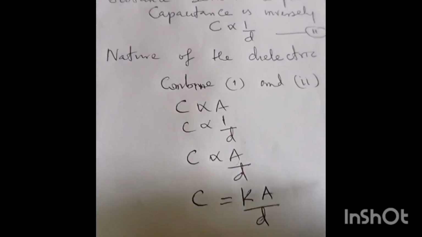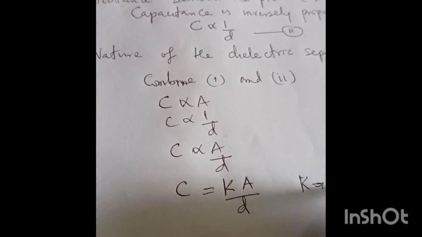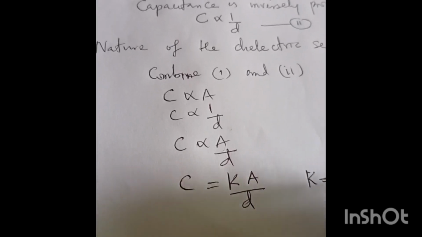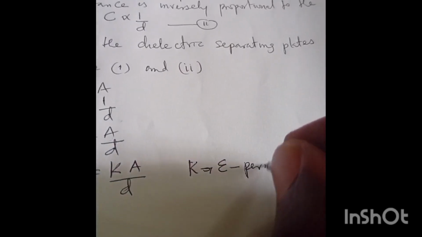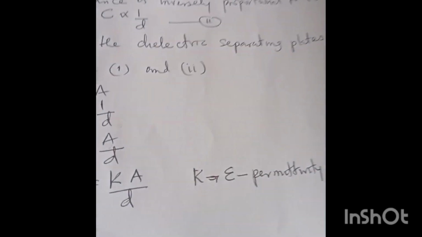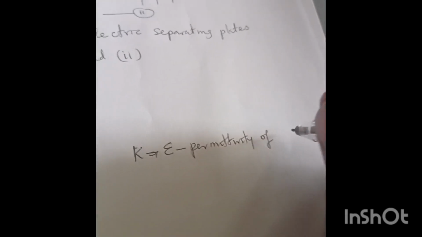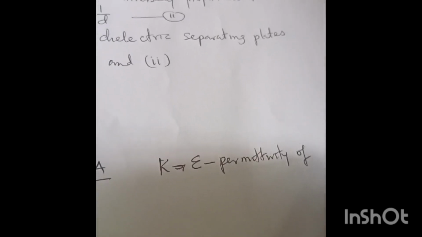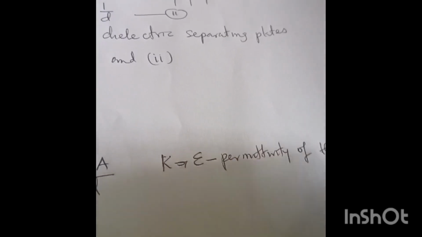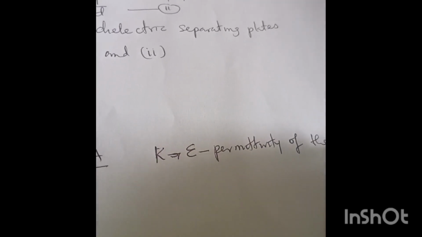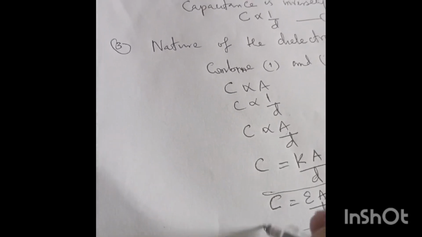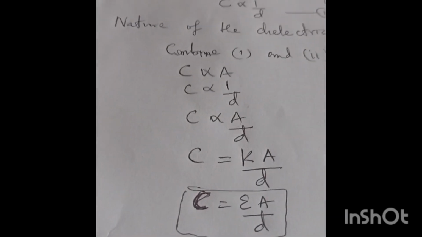Because in this topic, our K, which is a constant, we use a permittivity symbol to represent it, because this constant means permittivity of the dielectric. Remember, the nature of the substance separating them. So I can say C equals epsilon A over d. If you like, you can put notes there. This is a formula that relates all the factors affecting the capacitance of a capacitor.